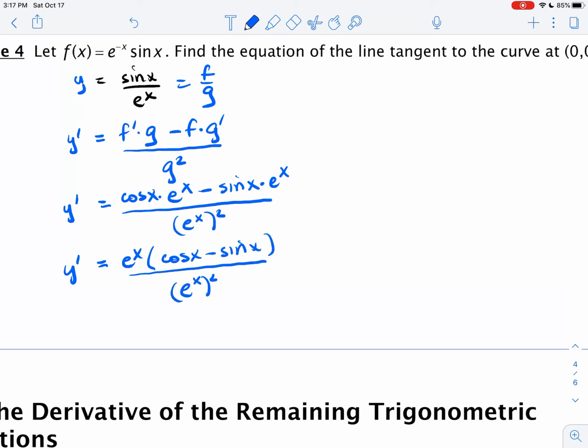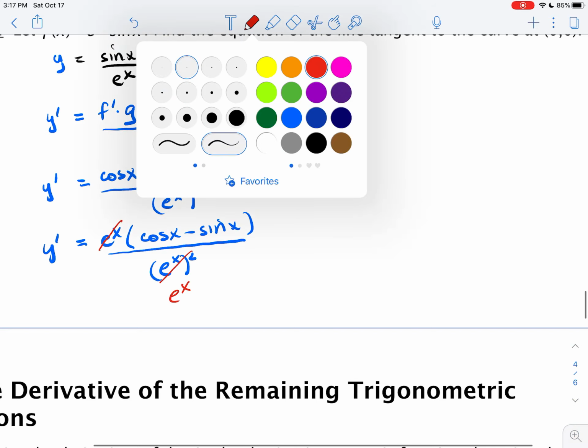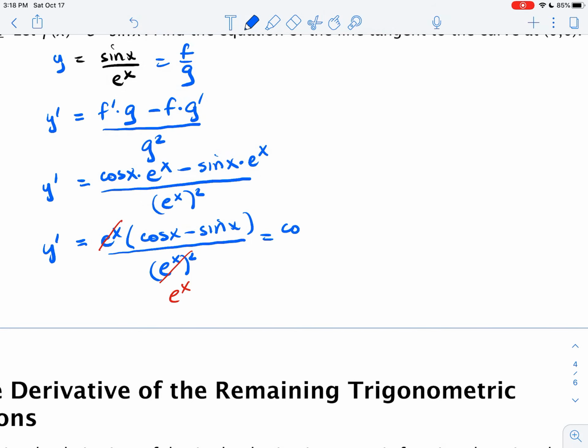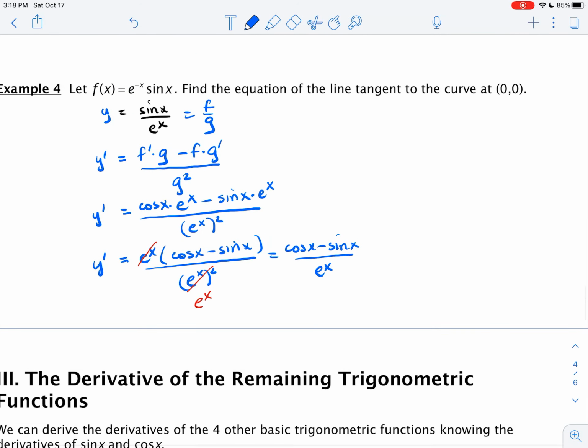And we've got 2 e to the x's down below, 1 on top, and 1 can cancel to leave 1 left over, so that we have y prime is cosine x minus sine x over e to the x. Good. So that's our derivative, and that's going to give us our slope function. So remember how to find the equation of a tangent line.